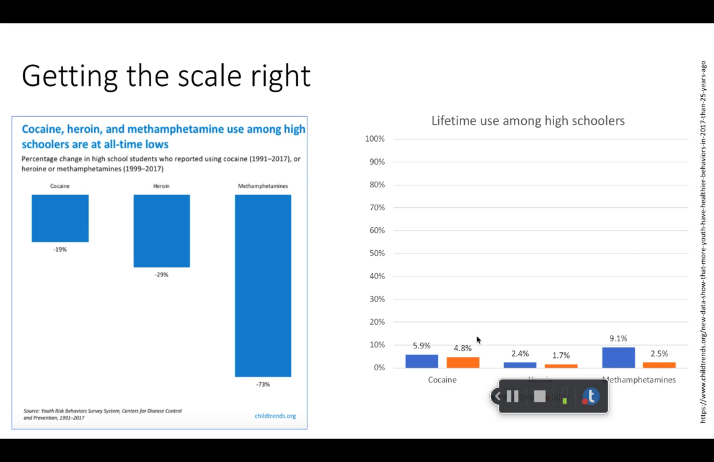So it's important to get the scale right. Okay? I've taken the same data on the right, and instead of blowing them up the way many people would do, I've put them on a scale of 100% for all youth. So you see, when you get the scale right, we are concerned, of course, about use of these kinds of substances, but this picture shows you that most high schoolers are not using cocaine, heroin, or methamphetamine.